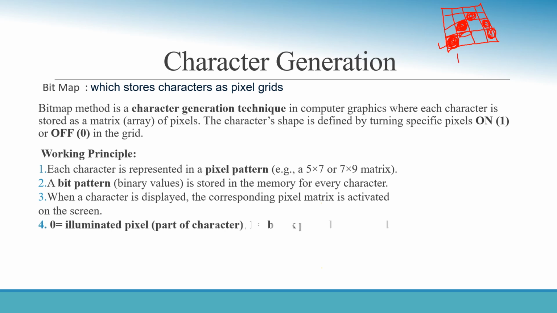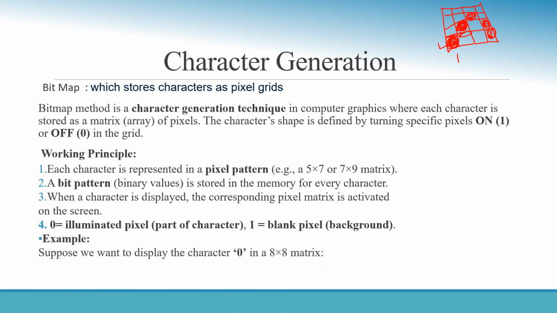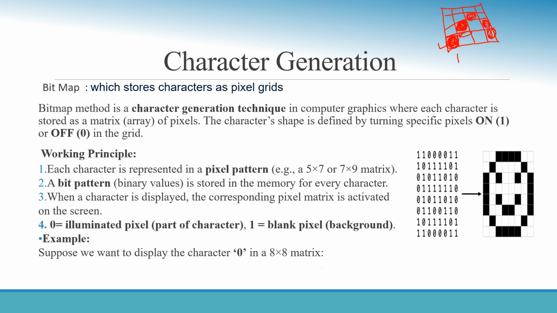If you take 0 as an illuminated pixel, part of the character, then 1 is a blank pixel of the background. This is explained with an example. We want to display the character 0. How is it displayed? With the help of this figure, see, this is an 8 by 8 matrix, the character generator on a screen. This is called a bitmap, which stores the character as a pixel grid. I hope this is clear.